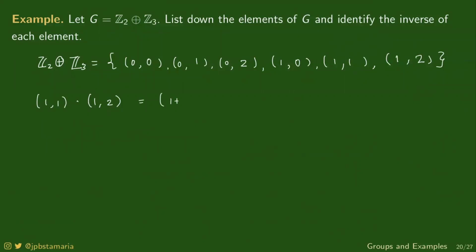Ang gagawin mo, gagamitin mo yung operation sa Z sub 2 tsaka sa Z sub 3. Now, take note, itong addition na ito is addition modulo 2, pero ito ay addition modulo 3. Although I'm using the same notation, but take note that they come from two different groups, so they have two different meanings. Ang 1 plus 1 sa Z sub 2 ay 0, whereas ang 1 plus 2 sa Z sub 3 is also 0, which is the identity. Diba? Ito yung identity.